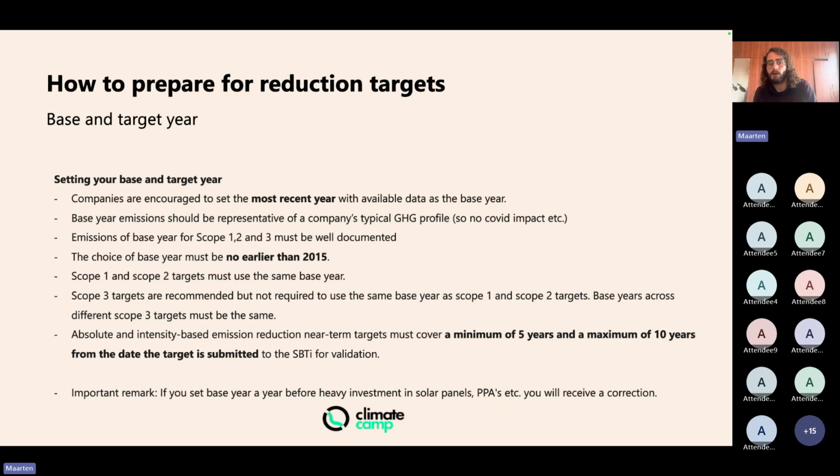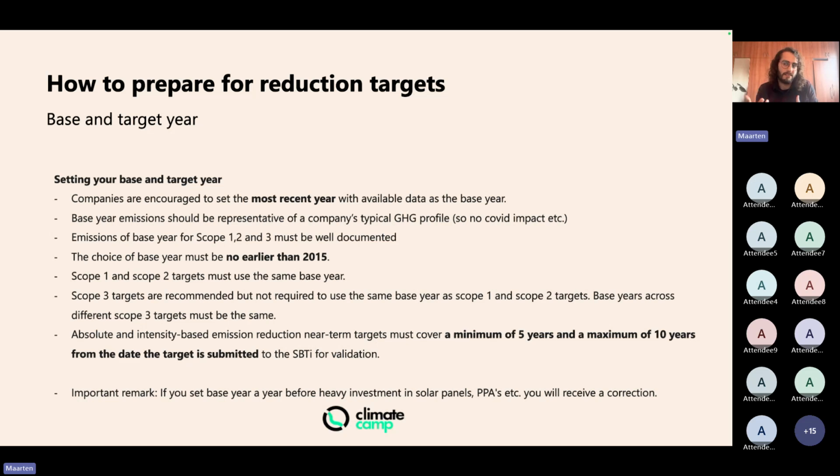Now, I want to make one small remark here, which was given to me by one of my colleagues. Suppose you set a base year and you had a year that you did a heavy investment in solar panels, power purchase agreements, green power, etc. You will receive a correction because you set a reduction target. For example, in 2022, I set my base year. And then in 2023, I did the investment in solar panels. Then I already achieved a lot of reduction for my scope 1 and 2. So my work is done, right?